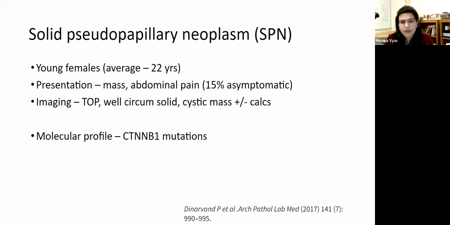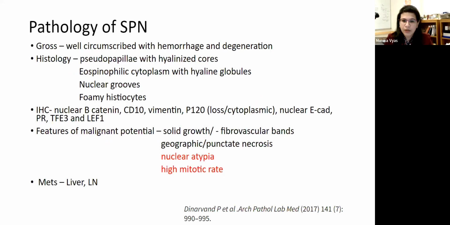So again, these are seen in young women. They can be asymptomatic or present with abdominal pain, usually present in the tail of pancreas, solid or cystic masses. On a molecular level, these often show mutations in the beta-catenin genes. Usually they have a very good prognosis, but rarely you have examples of metastatic solid pseudopapillary tumors, which can manifest very late after initial presentation.